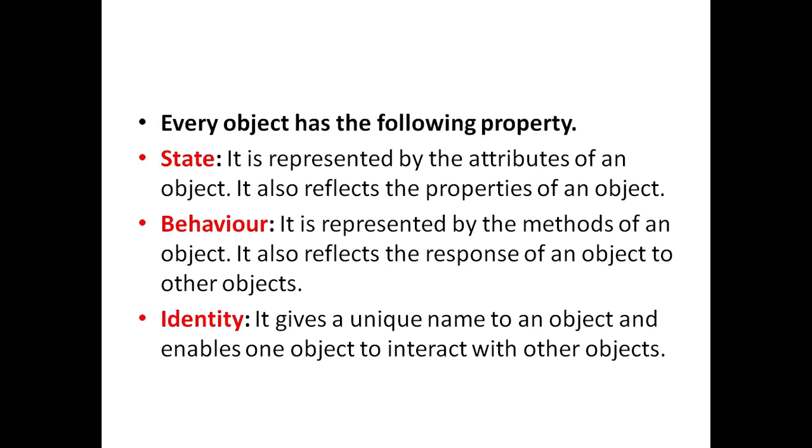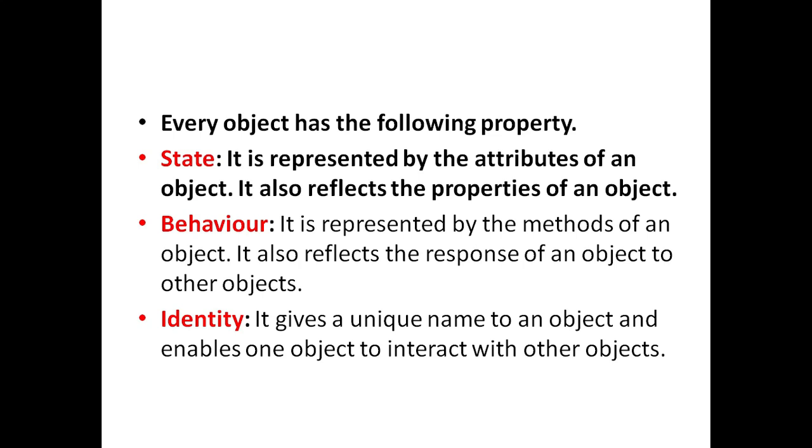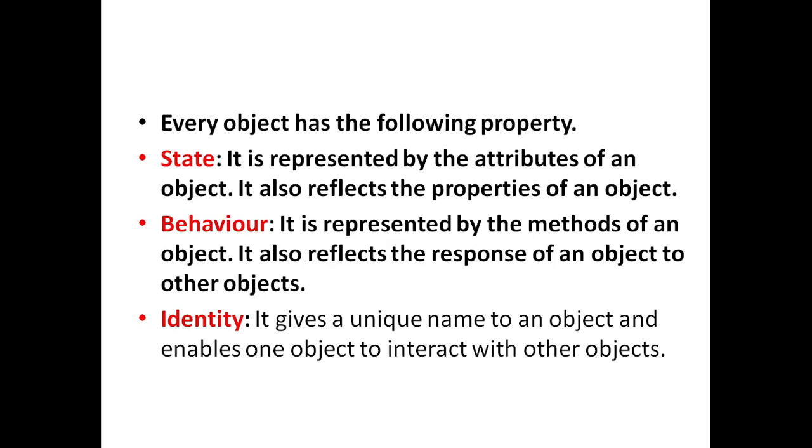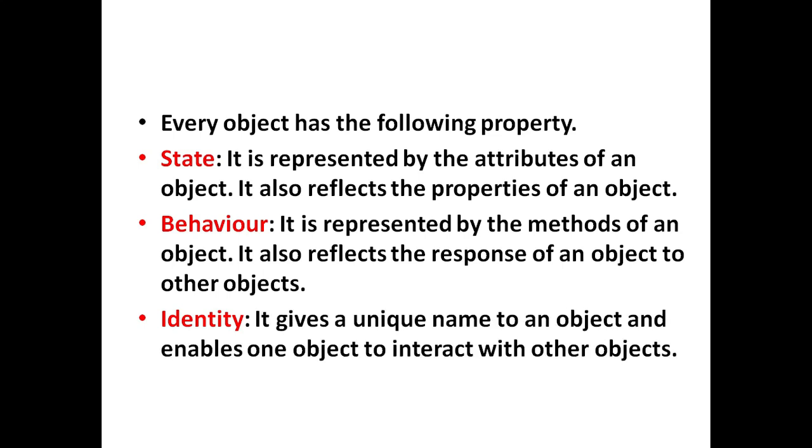Every object has the following properties. State, which is represented by the attributes of an object. It also reflects the properties of an object. Behavior, which is represented by the methods of an object. It also reflects the response of an object to other objects. Identity, which gives a unique name to an object and enables one object to interact with other objects.